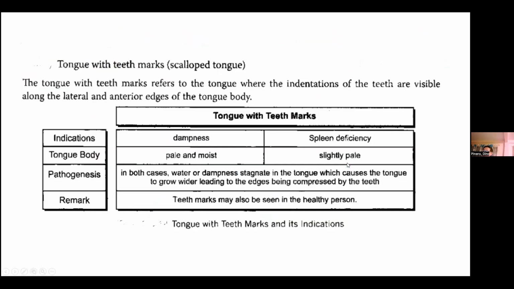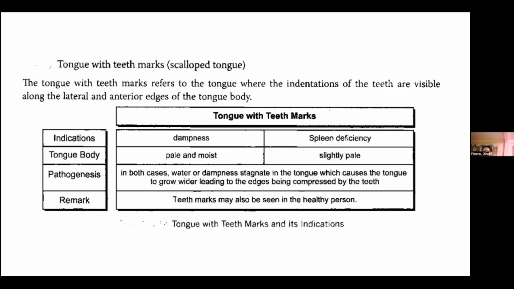Tongue with teeth marks or scalloped tongue. The tongue with teeth marks refers to the tongue where the indentations of the teeth are visible along the lateral and anterior edges of the tongue body. So sa tongue with teeth marks indication, we have dampness. Ang tongue body niya is pale and moist.